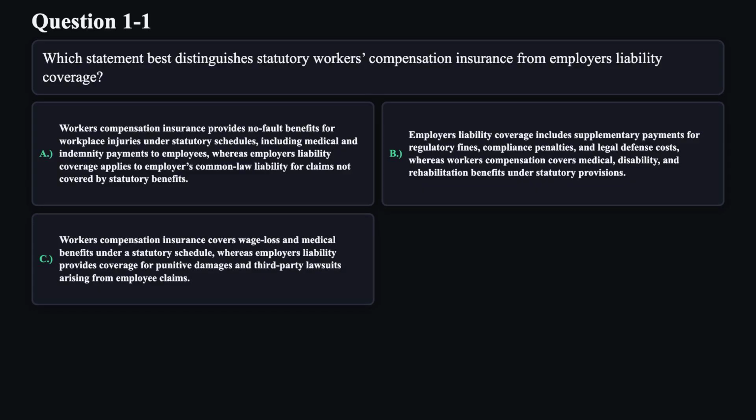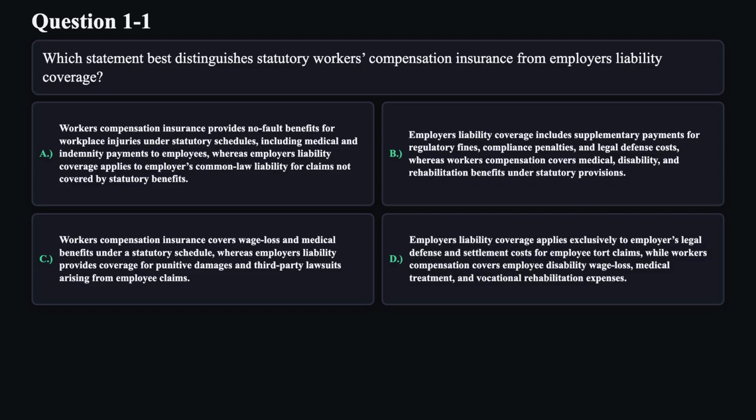B. Employer's liability coverage includes supplementary payments for regulatory fines, compliance penalties, and legal defense costs, whereas workers' compensation covers medical, disability, and rehabilitation benefits under statutory provisions. C. Workers' compensation insurance covers wage loss and medical benefits under a statutory schedule, whereas employer's liability provides coverage for punitive damages and third-party lawsuits arising from employee claims. D. Employer's liability coverage applies exclusively to employers' legal defense and settlement costs for employee tort claims, while workers' compensation covers employee disability wage loss, medical treatment, and vocational rehabilitation expenses.